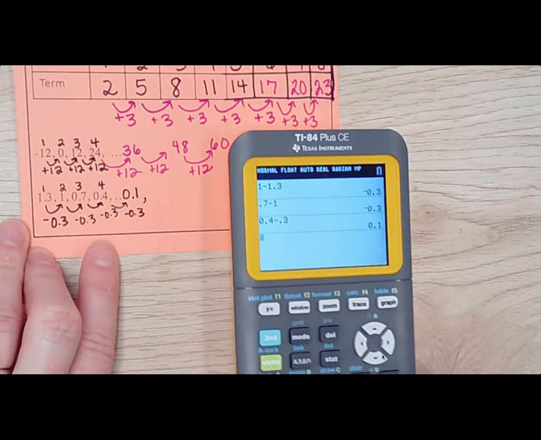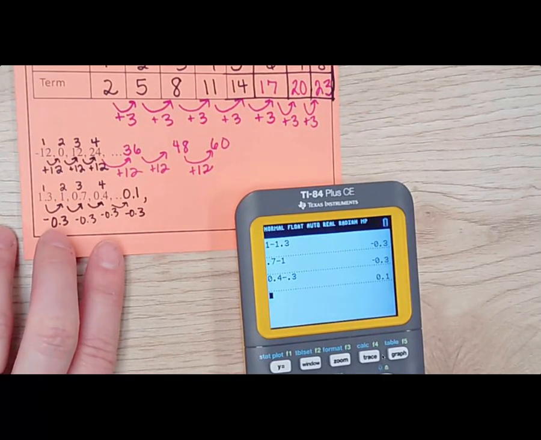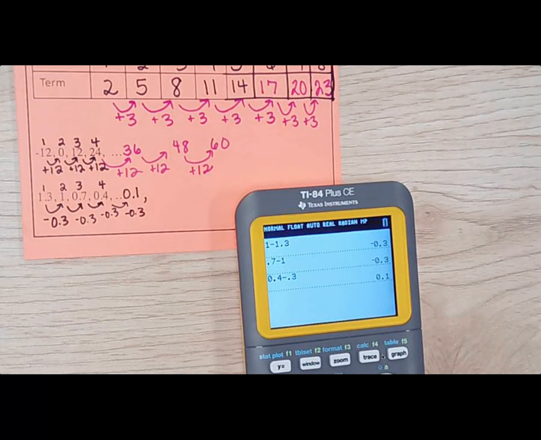Real quick, show me your work. Come on, we're good. They're smart kids. Okay, go ahead and finish that. And we're going to finish the rest of this foldable tomorrow.